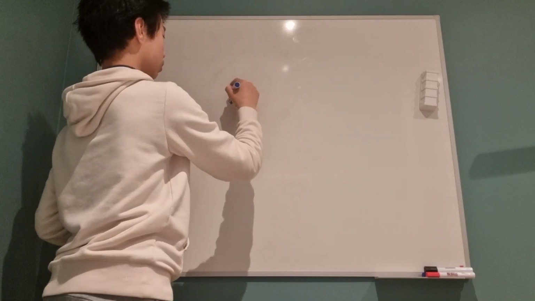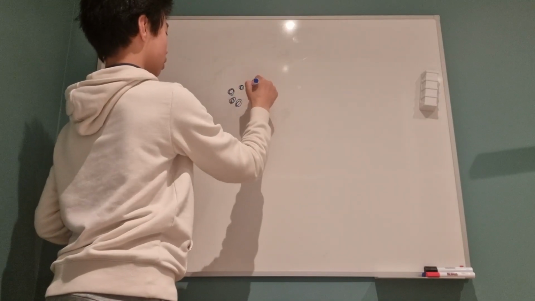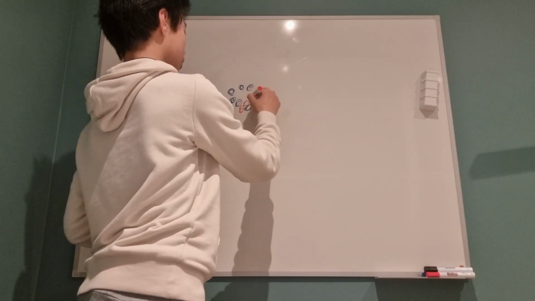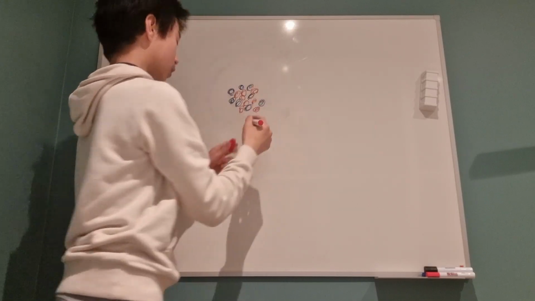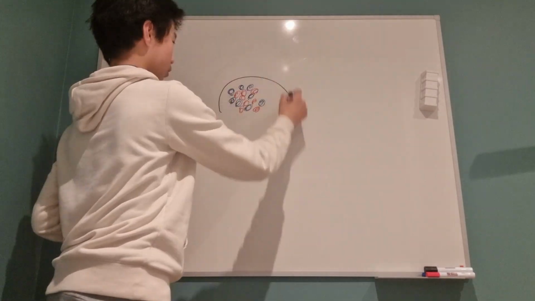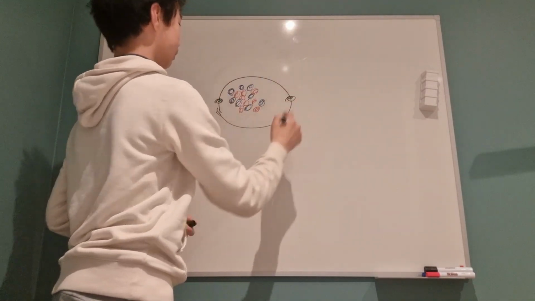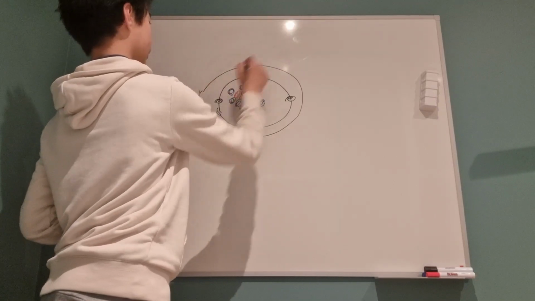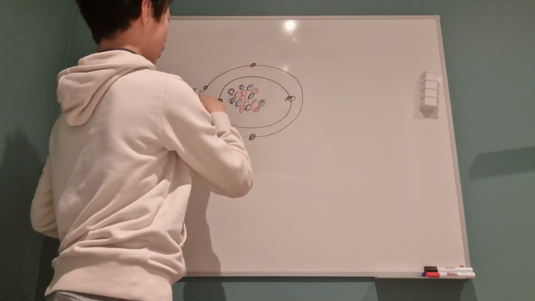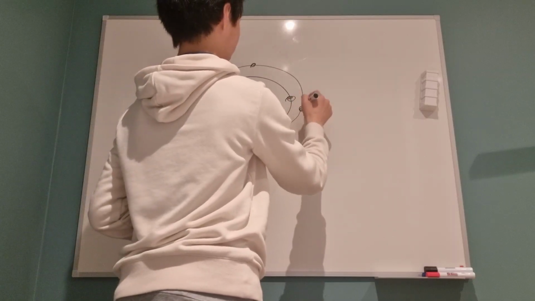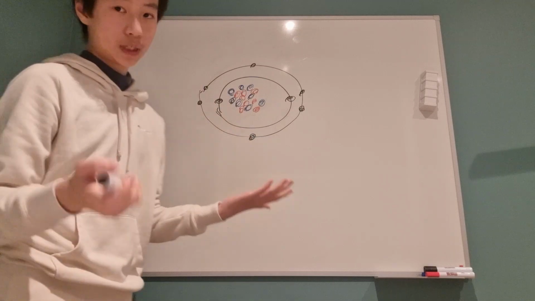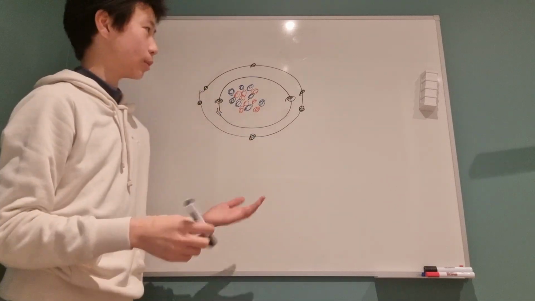1, 2, 3, 4, 5, 6, 7, 8. And then we have the first ring over here. 1, 2. And the second ring over here. 1, 2, 3, 4. And we need 2 more. 5, 6. And this is also attempting to fill its octet, as already previously shown.